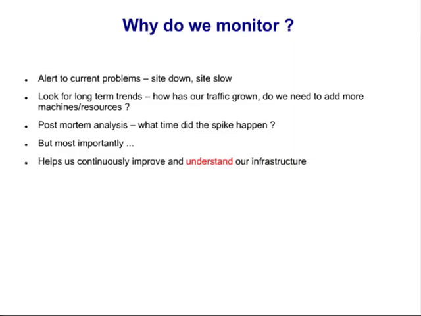Also, we want to look for long-term trends. How has our traffic grown? Is it going up? Is it going down? Do we need to add more machines or resources? And we need to look for what happened when problems arose, and what the number of Apache children was at that time. Did that contribute to an issue? It's very good for postmortem analysis.